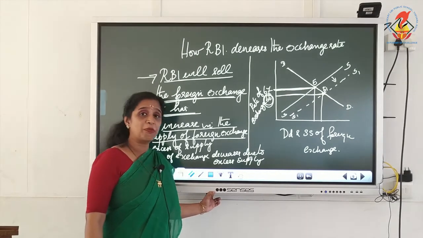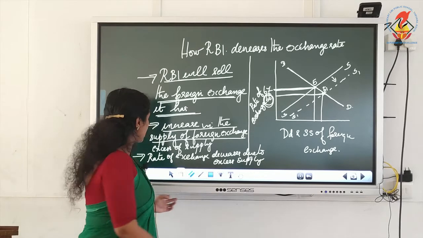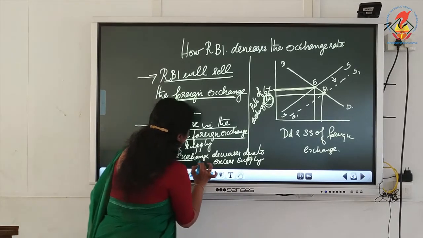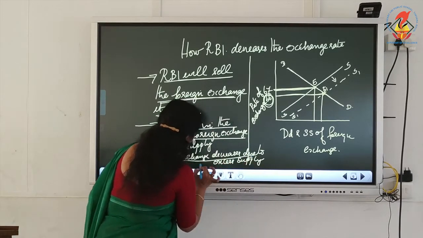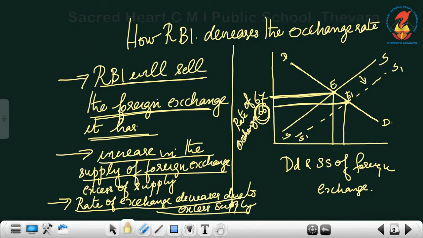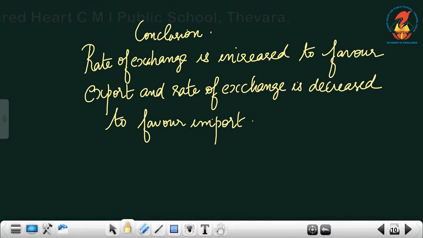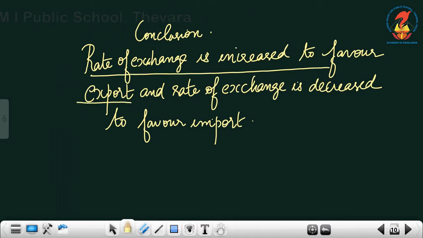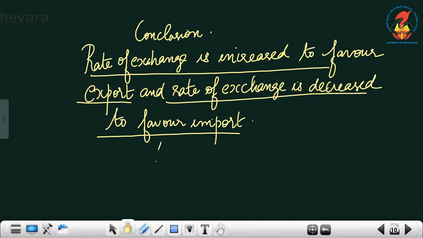How has the rate of exchange come down here? Because when the supply is in excess in the market, what will happen? The rate of exchange decreases. The rate of exchange decreases due to excess supply. So we can say that the rate of exchange is increased to favor export and the rate of exchange is decreased to favor import, and that is known as managed floating.